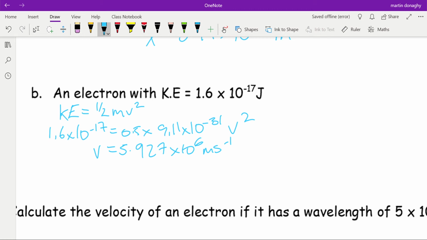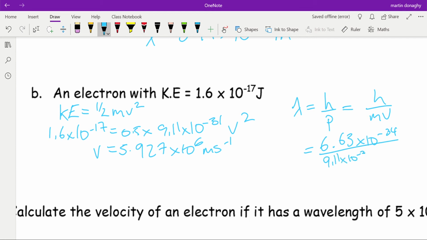Then we can use that in our de Broglie equation to find the de Broglie wavelength. So that'll be h over mv, which is just equal to 6.63 by 10 to the minus 34 divided by the mass of an electron, 9.11 by 10 to the minus 31, multiplied by the velocity that we worked out before, 5.927 by 10 to the 6. Type that into your calculator and it gives you 1.23 by 10 to the minus 10 meters.